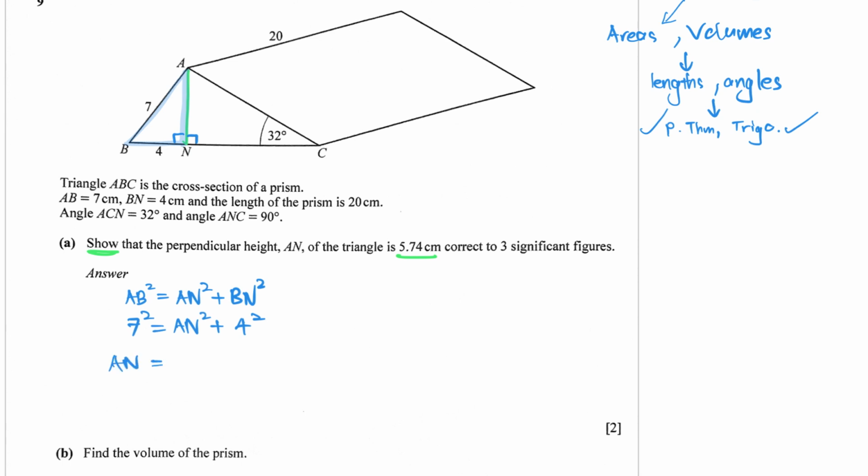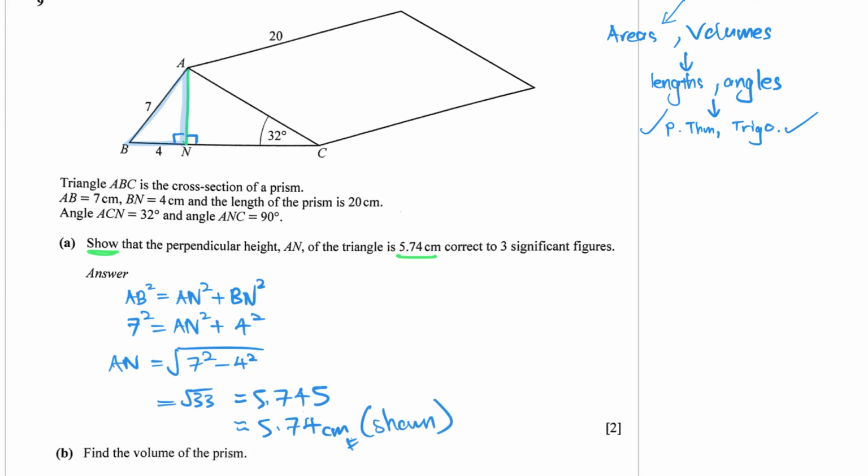So some of you are very fast. You know it's actually just the square root of 7 square minus 4 square, square root 33, and to 5SF first, it's 5.745, which is to 3SF, 5.74 cm, exactly what they want us to show. So that's how we come to the conclusion. I repeat, at no point at the beginning do we make use that AN is 5.74, but we only verify it at the end. Right, so that's part A, done.